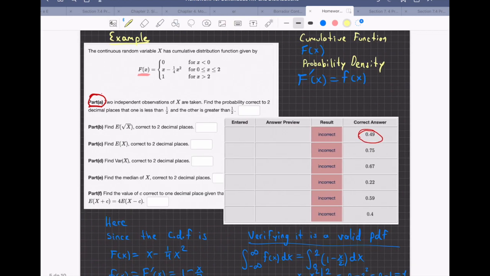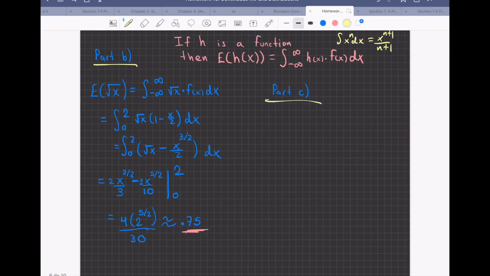Part C is asking for what? The expected value. The common expected value is, by definition, the expected value of x is the integral from negative infinity up to infinity of x times f of x dx. But it's only the integral from 0 up to 2 because the PDF is valid only on this interval, of x times (1 minus x) divided by 2 dx. And this is only the integral from 0 up to 2 of x minus x squared divided by 2 dx.